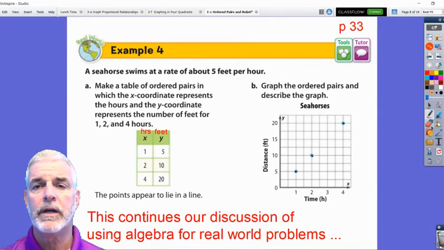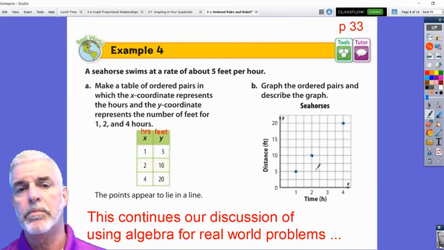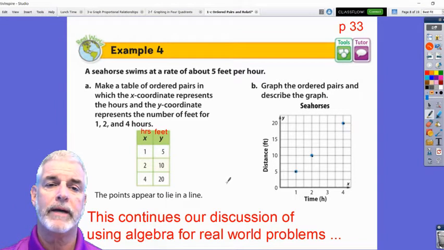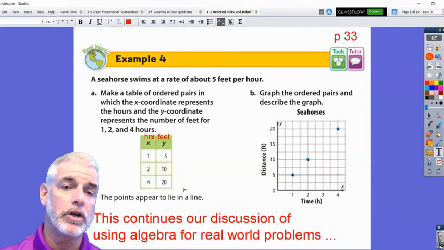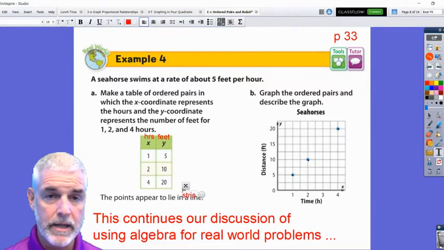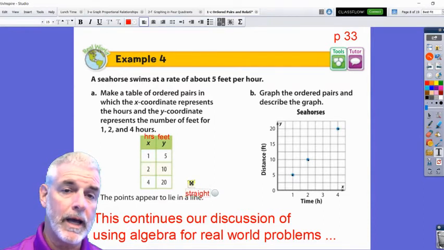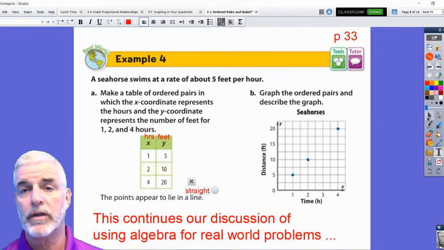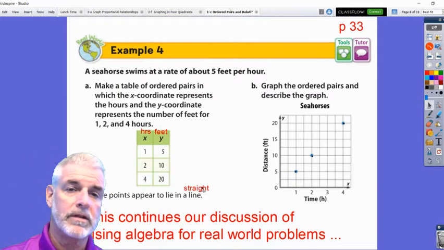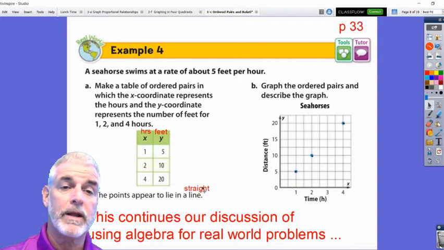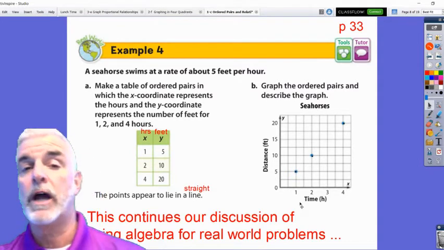Describe the graph. That description would be the points are in a straight line, okay? That's a straight line. I would prefer that the book use the word straight, because later on in your math career, line will not necessarily mean straight in some applications. It's not really true, I guess. Actually, line always means straight. Never mind. Straight line, though. Okay, not a curved line.